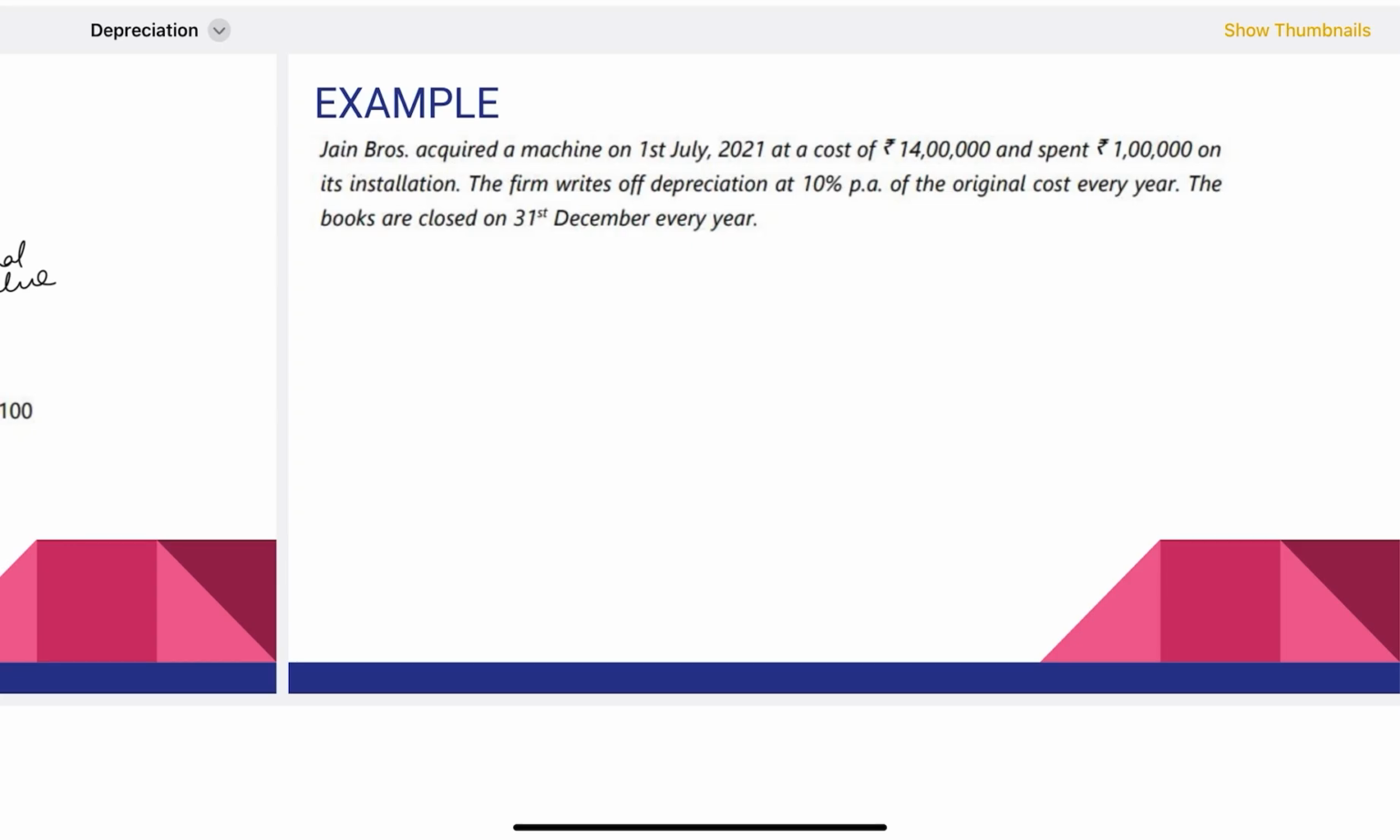Now, Jain Brothers acquired a machine on 1st July 2021 at a cost of 14 lakhs, and it has also spent 1 lakh on its installation. So we have already studied that any amount that is spent on the installation of a machine freshly acquired, we capitalize that amount. So here the value of the machine will become 15 lakh. Now the firm writes off depreciation at the rate of 10% of the original cost. So it is basically a straight line method.